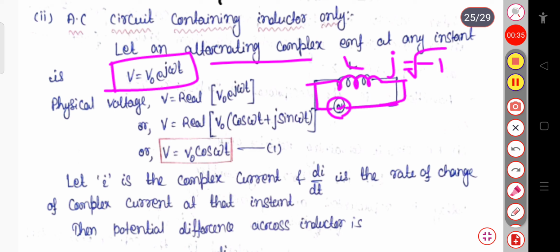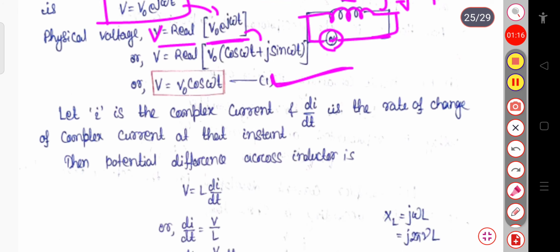Now the physical voltage. If I calculate the physical voltage, then simply we have to take the real part of this. So V will be equal to the real part of V naught exponential j omega t. Again we will split this exponential j omega t into cosine omega t plus j sin omega t, or simply we can say that the real part of this will be equal to V naught cos omega t, because you know when the term is multiplied with the j, this coefficient is the imaginary part and this one is the real part. So we can write V will be equal to V naught cos omega t. So this is the expression for the potential.